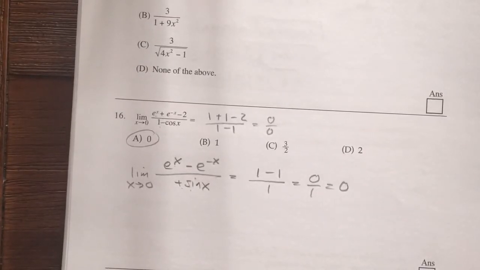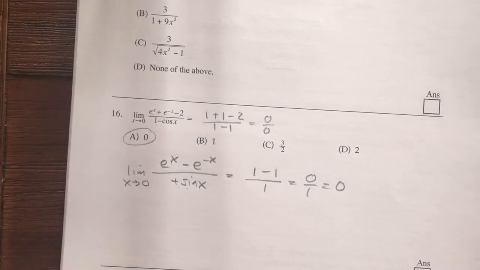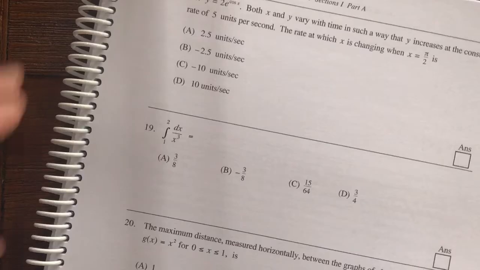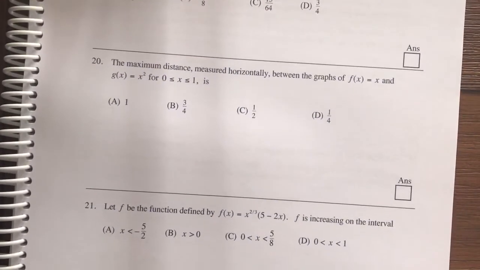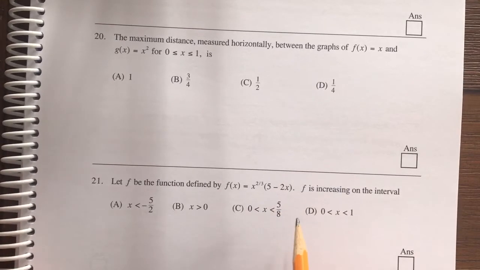Now you can look in the back of the book, but it's definitely L'Hopital's rule. Hopefully I didn't make a mistake. I don't want to drag this on too long. 21 is the next one I picked out. A little tough. They don't give you a lot of room here for it either.